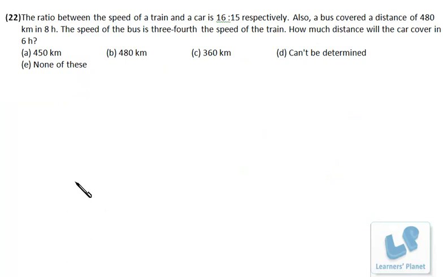Let's see this problem now. The ratio between the speed of a train and a car is 16:15. So train, car, 16, 15. And a bus covered a distance of 480 km in 8 hours. That means the speed of the bus is 60 km per hour, right? And the speed of the bus is 3/4 the speed of the train. So the bus is 480 by 8, that is 60 km per hour, right?